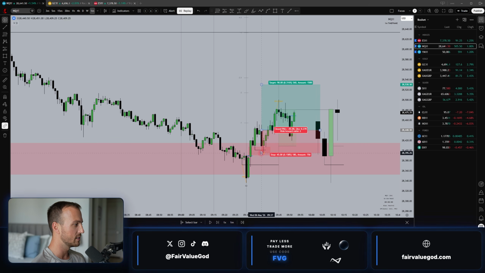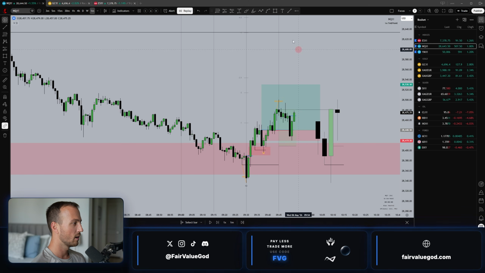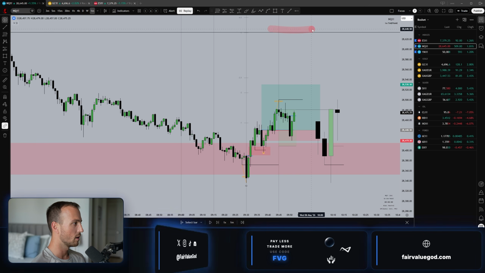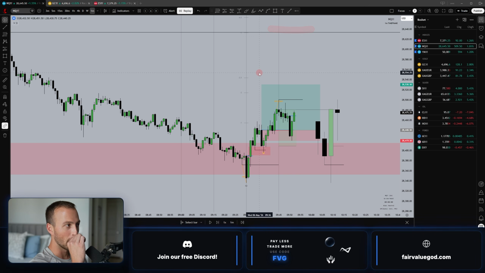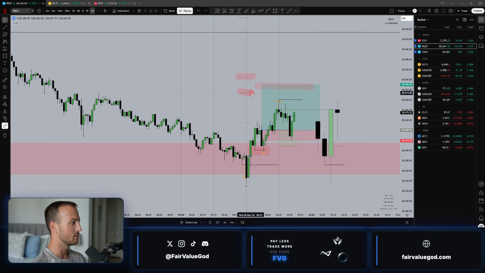And I'll show my executions in a second. But I was aiming for a fixed 2R right here, and I wanted to see how we reacted at this high. Obviously, long-term targets for partials are up here at the high of day. But you can see here my fixed 2R actually aligns with some projections.